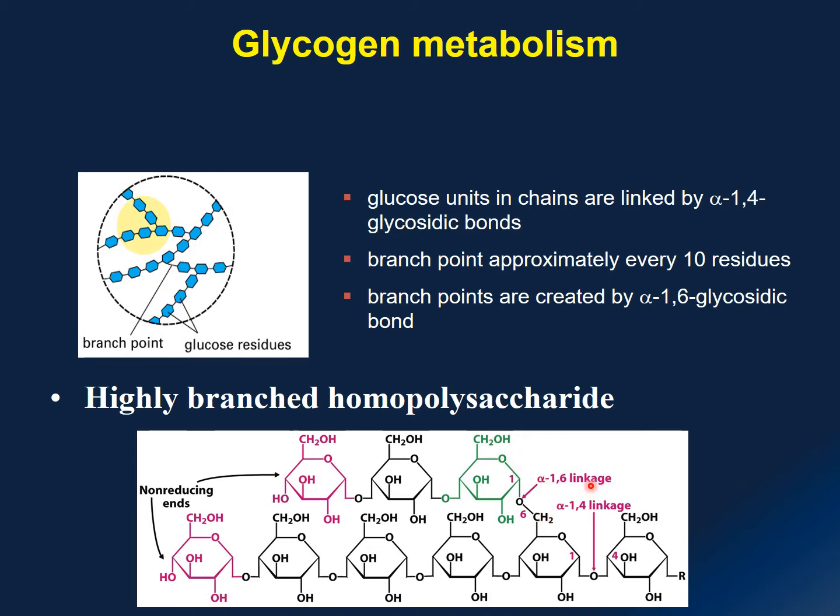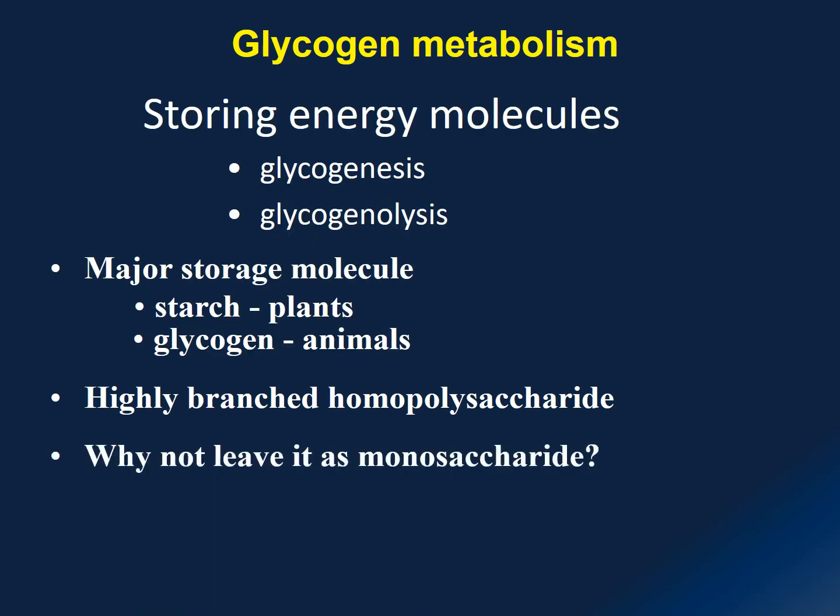And not only that, if a branch itself is long enough, it can also have its own branch when it's longer than 10 residues. So as a result, glycogen is a highly branched structure as compared to pure glucose. Since we use glucose all the time, you might be asking, why not leave glucose as monosaccharides? Doesn't it cost more energy to build them up into glycogen? After all, we are going to break them down back into glucose molecules.